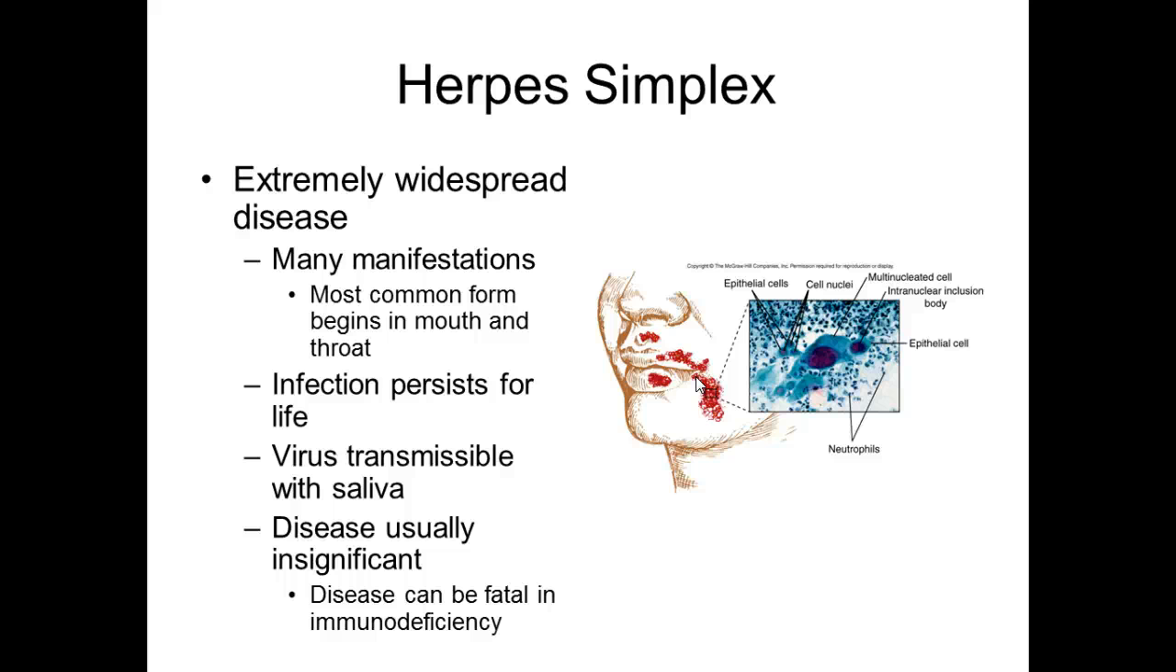So a lot of times people refer to kissing as swapping spit. You kind of are doing just that. And so you can transmit this virus. Right? It's usually insignificant, but it can be fatal for individuals who have immunodeficiency.